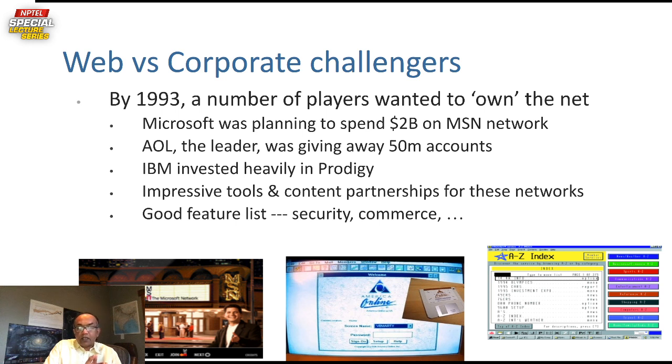In 1993, AOL was the leader. They were giving away free accounts. You use dial-up to connect to their servers, and then you got the content that they gave you. IBM invested heavily in a competitor of AOL called Prodigy. Microsoft realized that this was a very big market, and it created something called the MSN network. MSN was going to be bundled with Windows 95. In fact, they spent a huge amount of money on that.